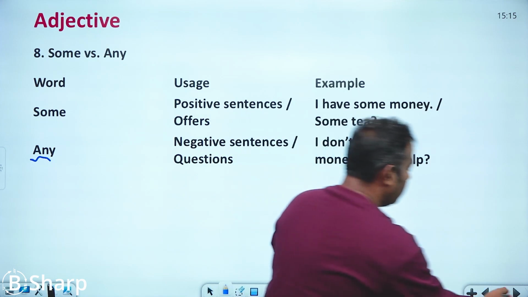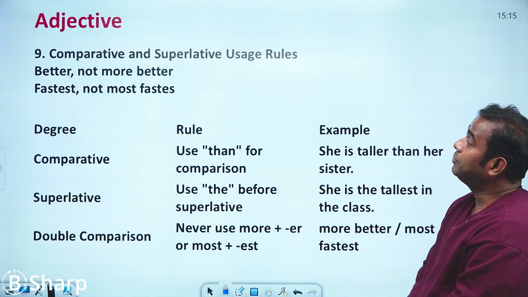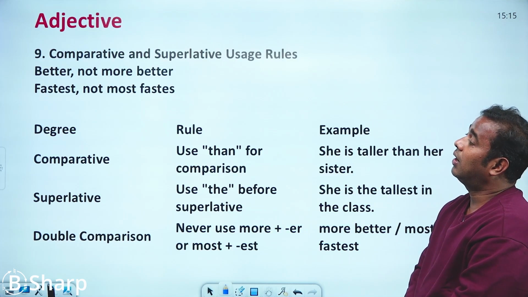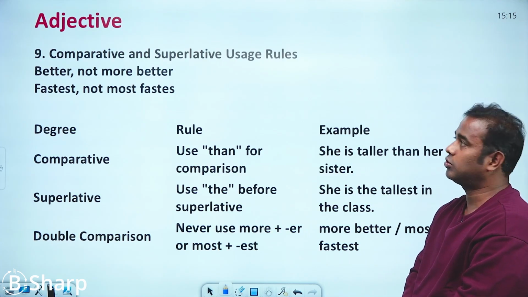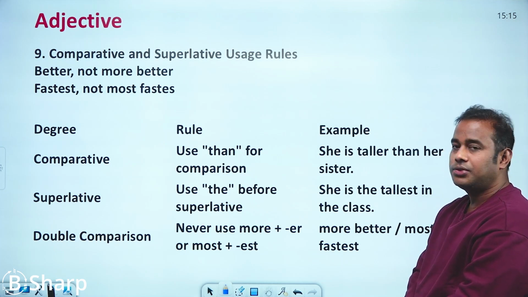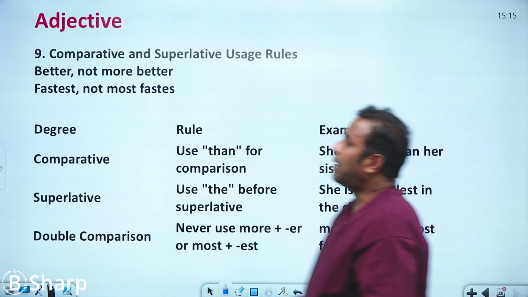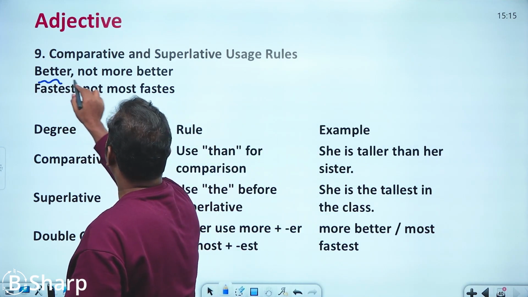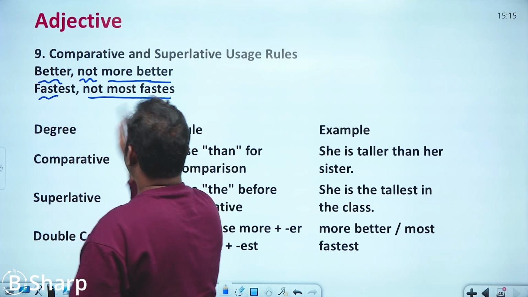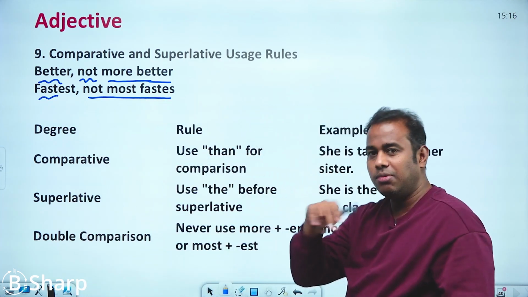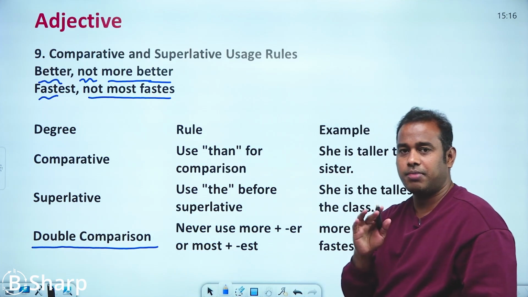Now the last one here is comparative, superlative, positive degree, comparative. So positive, comparative and superlative degree rules and regulations. Whenever you are using comparative, like better, not more better, and fastest, here don't use a double comparison. Do not use double comparison. That's an important point you have to remember.